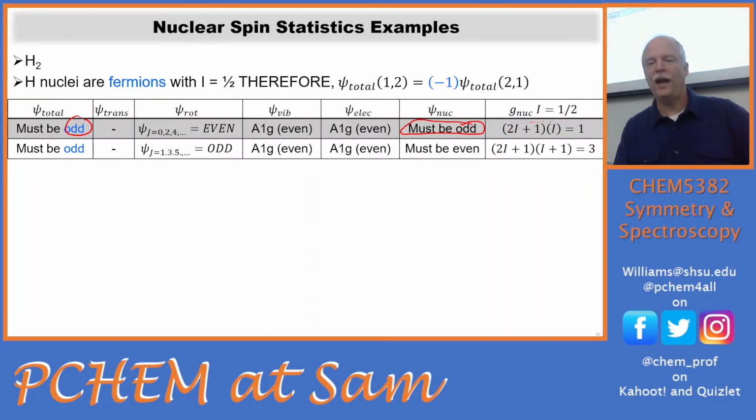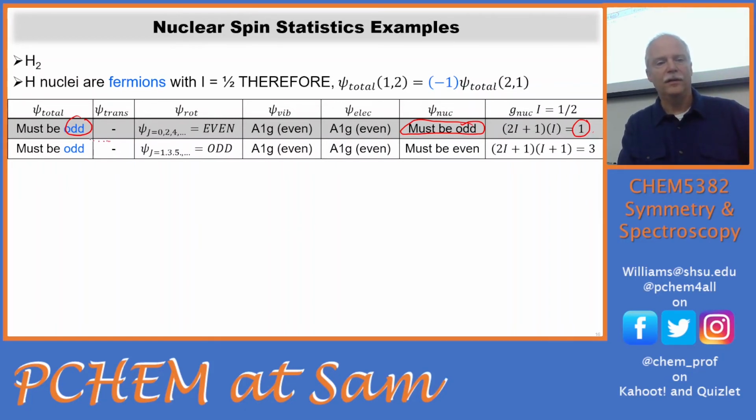So if I put a 1/2 in here, 2 times a half is equal to 1, plus 1 is 2, so 2 times a half is equal to 1. So that's the degeneracy for the nuclear wave function. There's one way to put these nuclei in the system when you have the odd nuclear wave function.